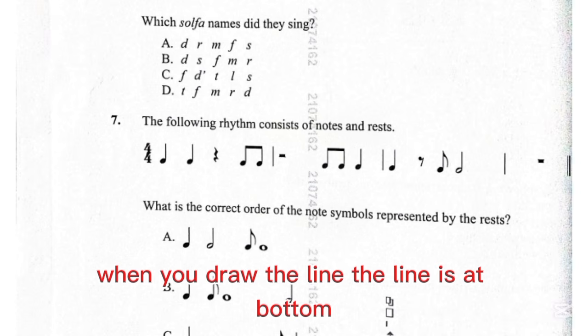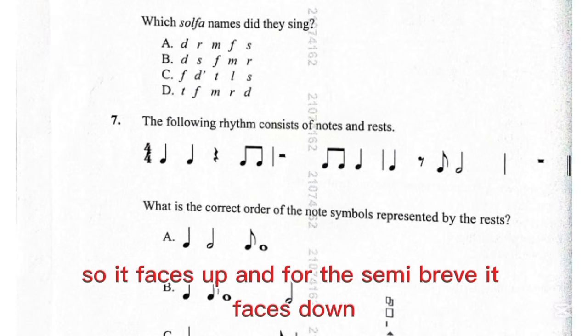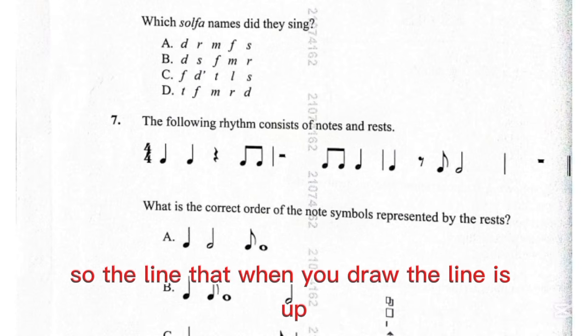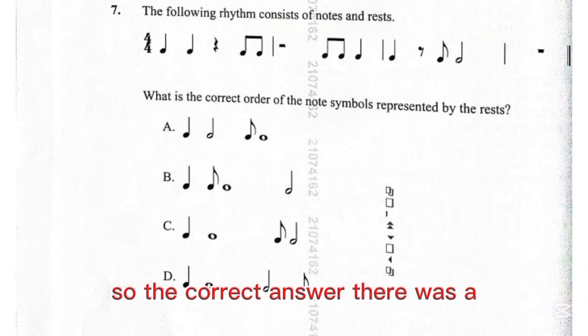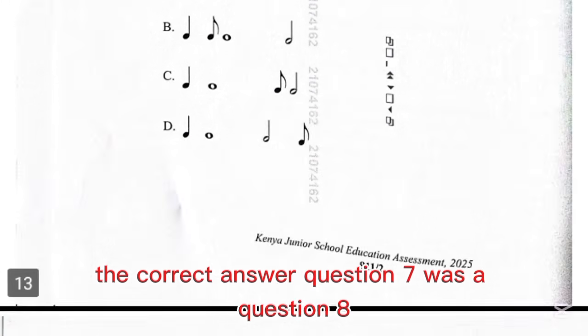When you draw, the line is at the bottom, so it faces up. And for the semi-brief, it faces down. When you draw, the line is up, but it faces down. So the correct answer there was A. Correct answer, question 7 was A.